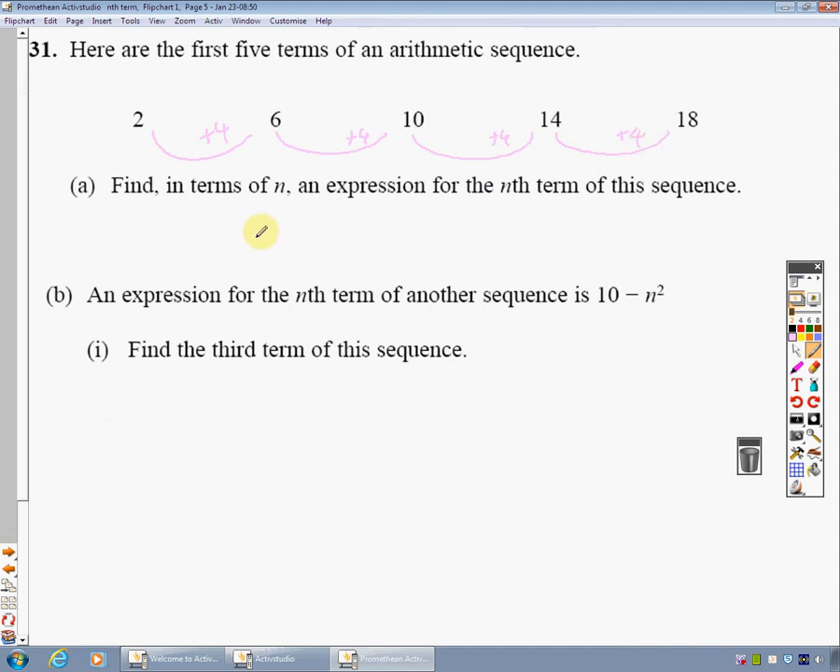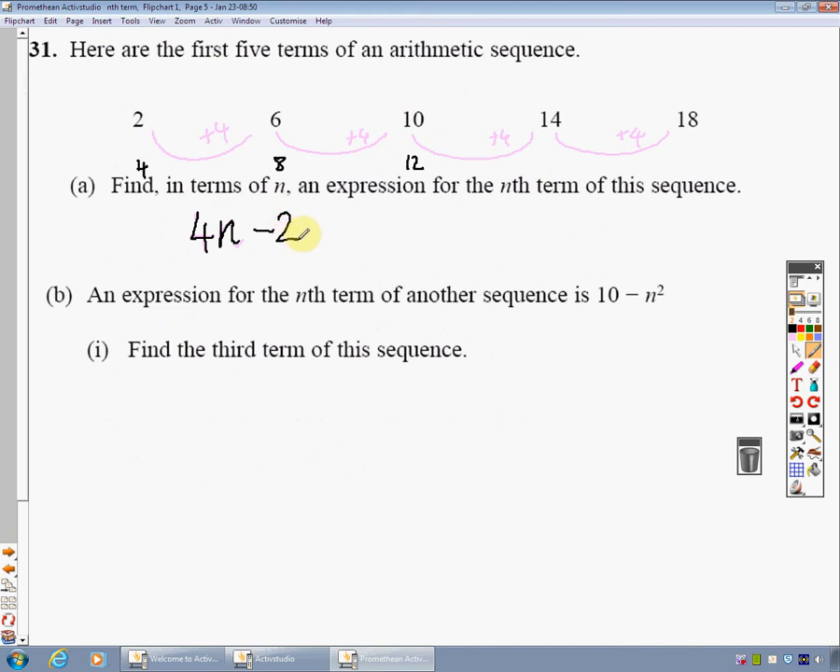My 4 times table will give me normally 4, 8, 12, and in this case we see we've got 2, 6, 10, so it's been shifted down 2, so we write minus 2. So the nth term is 4n minus 2. That would normally be 2 marks.